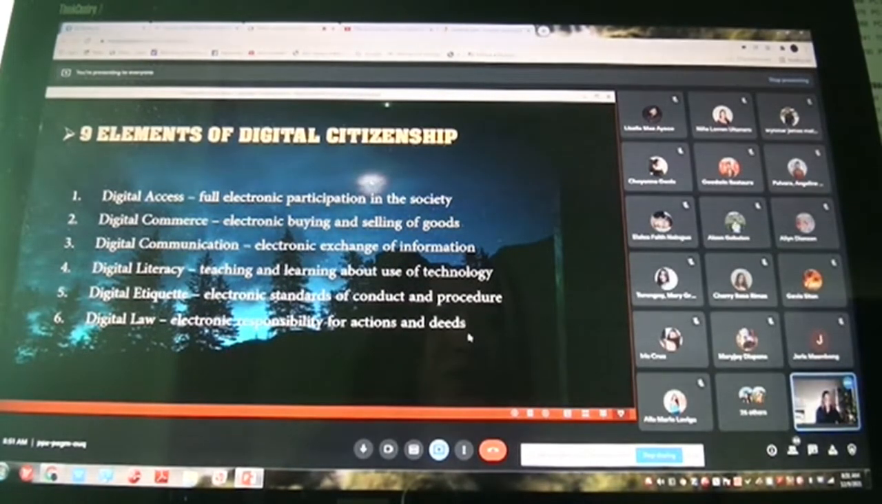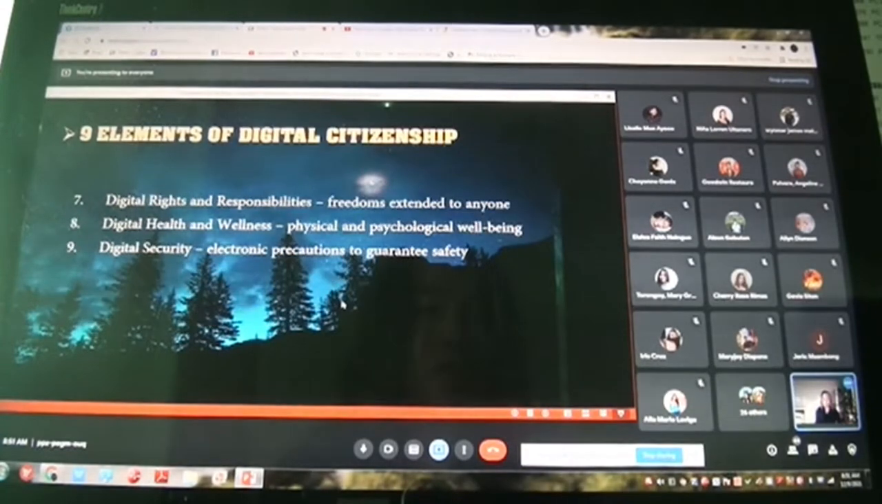In the past, you could bully people. You could make fun of other people, but today, because of the cybercrime law, you can no longer. Everything is restrained, no? Next, we also have digital rights and responsibilities. These are the freedoms extended to anyone. We have all the rights. That's why, as Mr. Gabutan said earlier, people are going to force you to do it, but they cannot force you. You have the rights and you have the responsibility also as a person. And we have the law also.